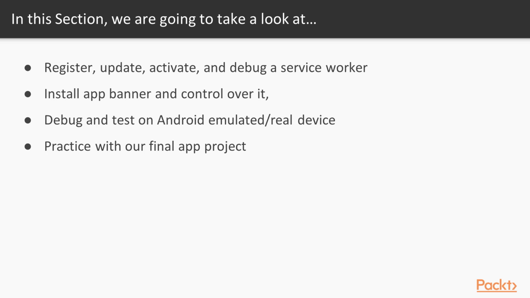If you remember, we missed the install app banner prompt in the previous section because we didn't have a registered Service Worker. So in this section, we are going to register a Service Worker, and then we are going to see how this install app banner will appear and how we can control that. Also, we are going to run our emulator and test and debug our application. And then after that, we implement everything in our final project to have a good understanding of what we learned.